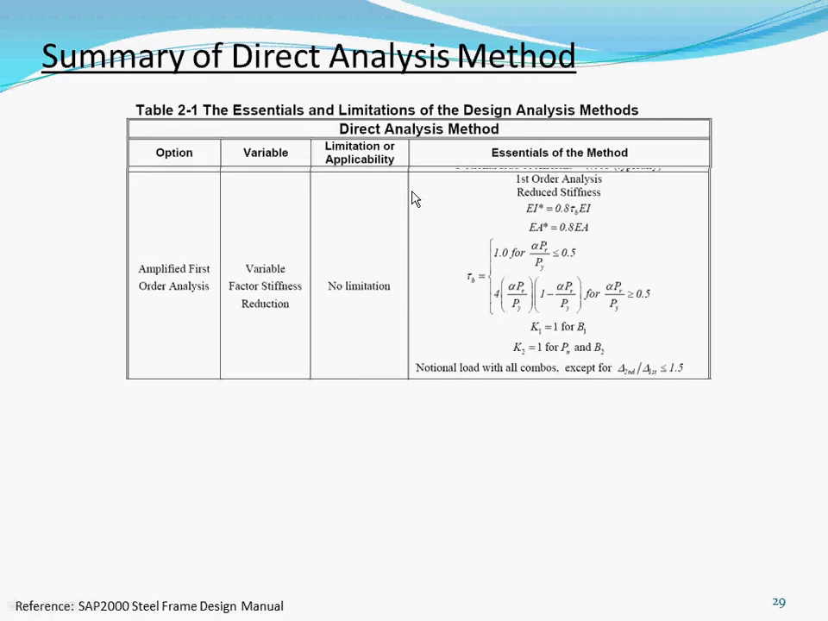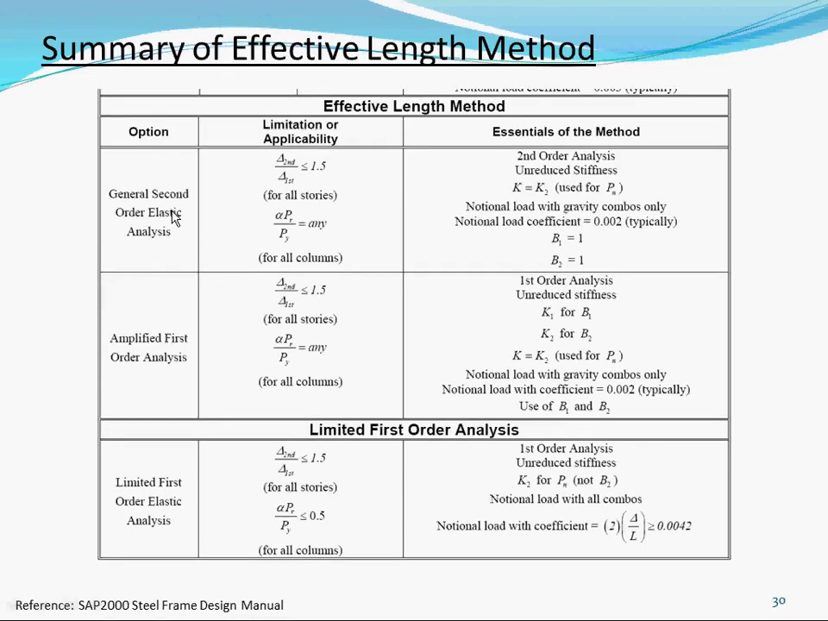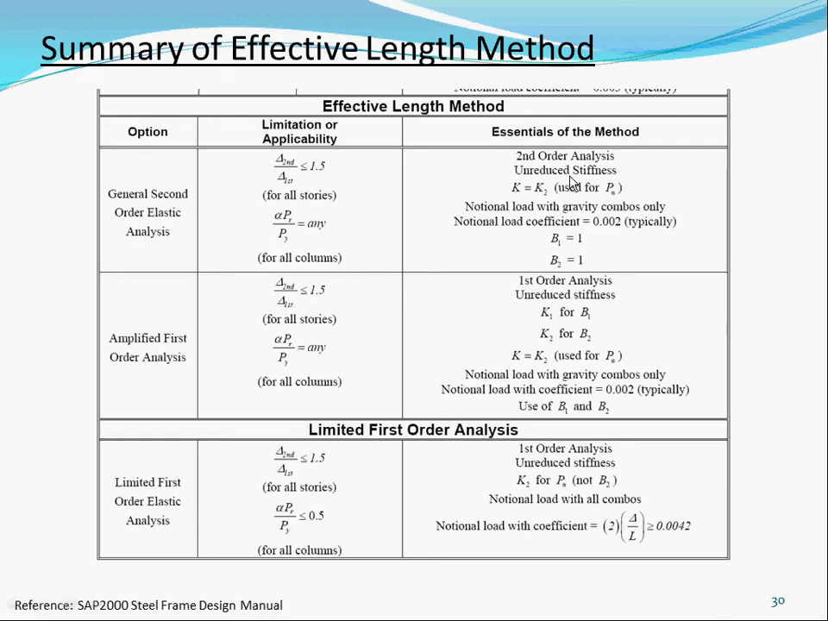However, we're not going to be using the direct analysis method. We're going to be using, let me finish out what the effective length is. So we also summarize the effective length here. So you essentially have three: general second order, amplified first order, and limited first order for analysis. So you could pick any of these in SAP for the analysis, but the consequence is you have to do something more because of your assumption.